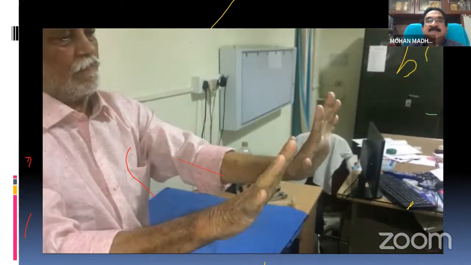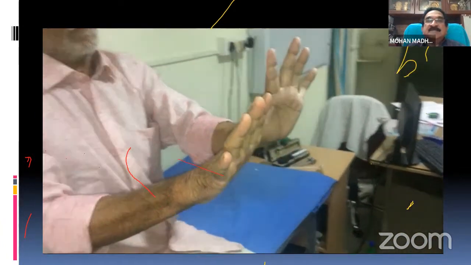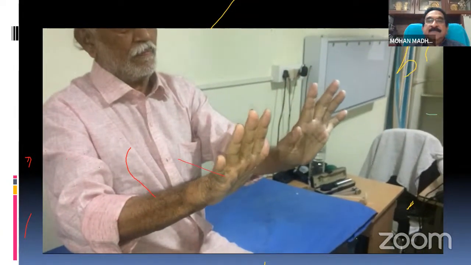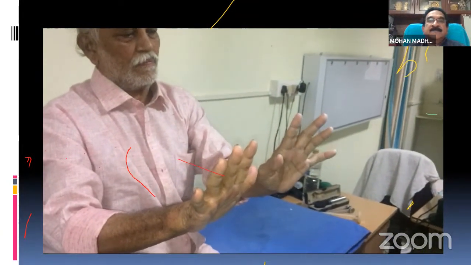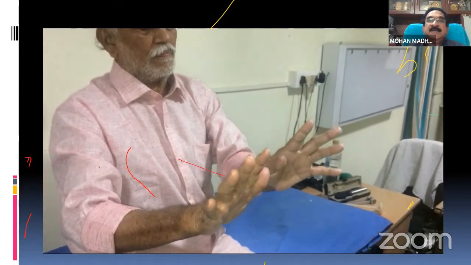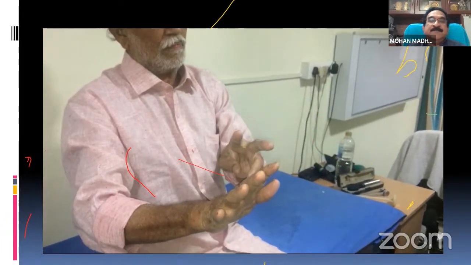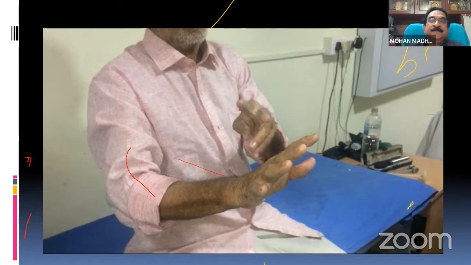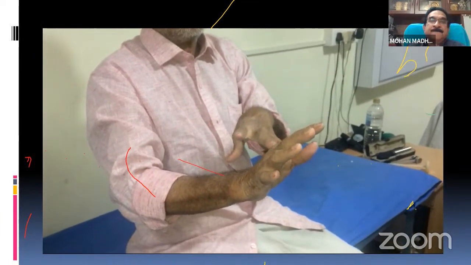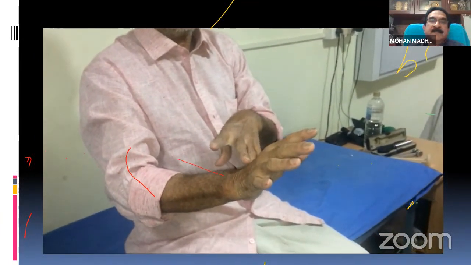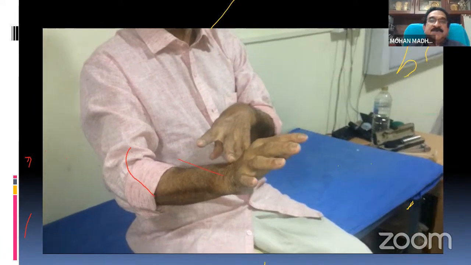With eyes open, his hand is doing wavering. On closing the eyes, it goes. Even if it is upward, it goes somewhere else. It's dystonic posturing.